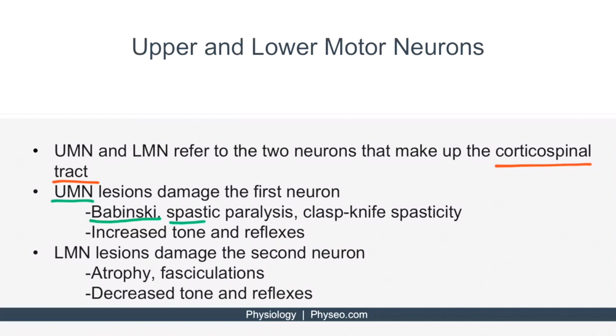Another symptom is spastic paralysis and clasp knife spasticity. Another important gem is to remember that upper motor neuron damage increases tone and reflexes, whereas lower motor neuron damage decreases tone and reflexes. Another sign of lower motor neuron damage is atrophy and fasciculations. Fasciculations are just muscle spasms. They're pretty strong in these patients. They're not like typical muscle spasms, but that's a safe way to think about them.